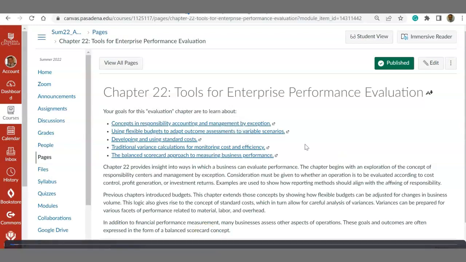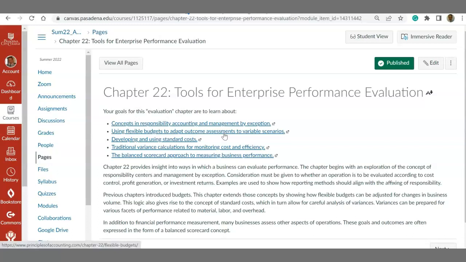In chapter 22, we are going to cover concepts in responsibility accounting, using flexible budget, developing and using standard cost, traditional variances calculations for monitoring cost and efficiency of the management and business operation, and the balanced scorecard approach.